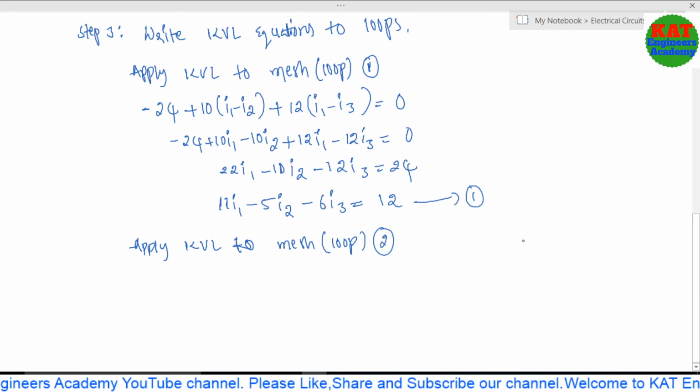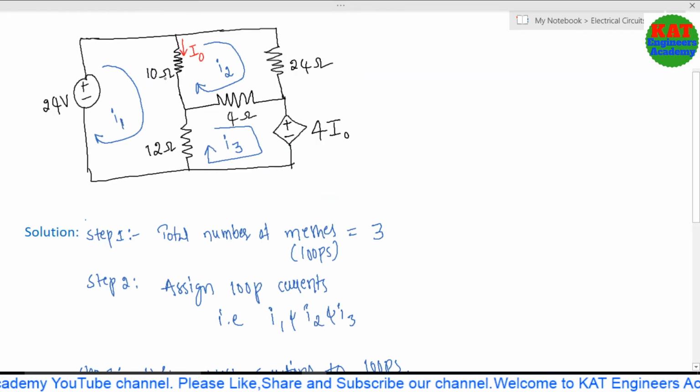Now next, KVL for loop 2. Then go for the loop. So loop 2 is nothing but consisting of 10 ohms, 24 ohms and 4 ohms. So finally, loop 2 is consisting of 3 elements. Then you have to start writing the equation from 24.